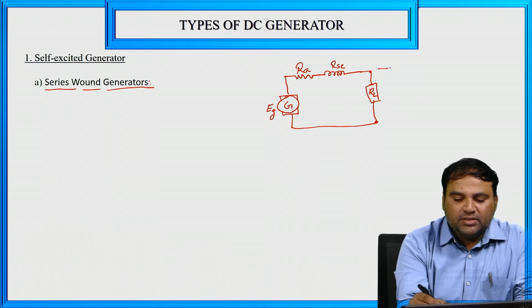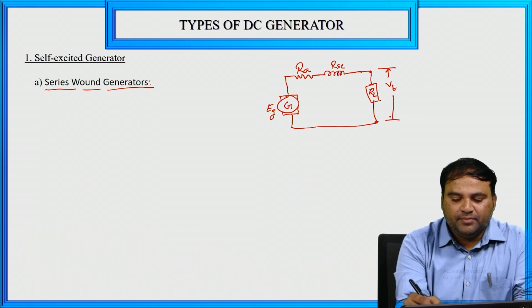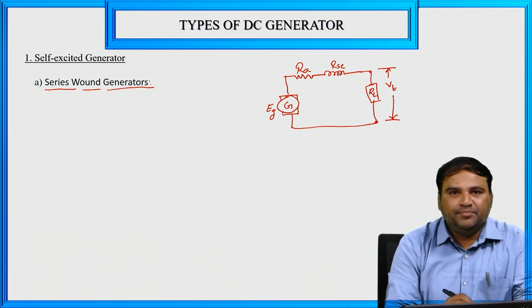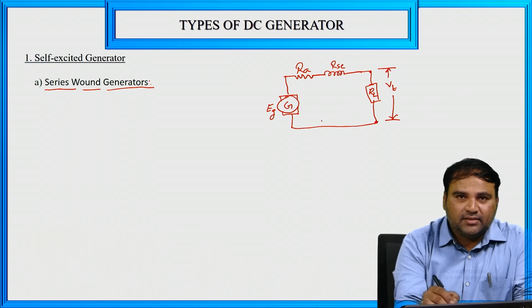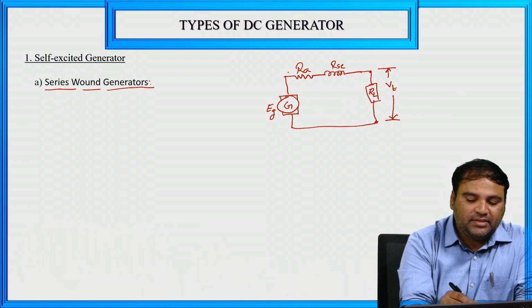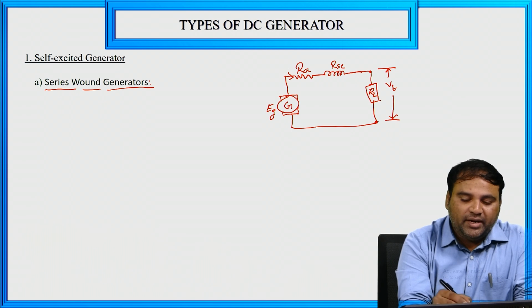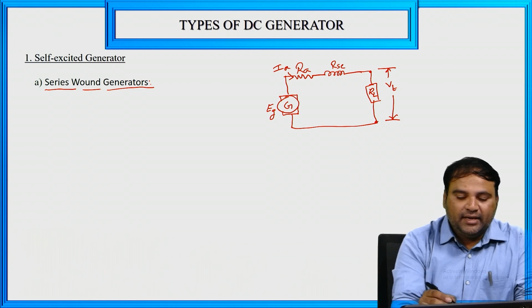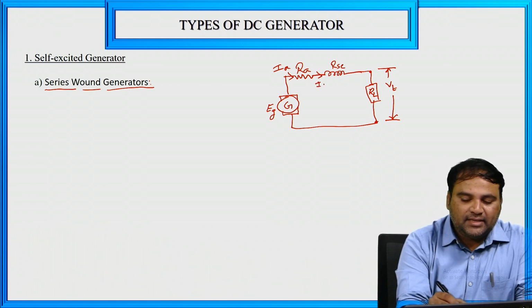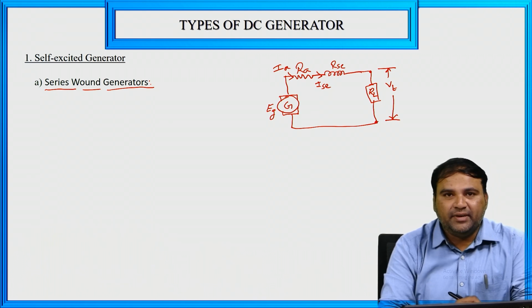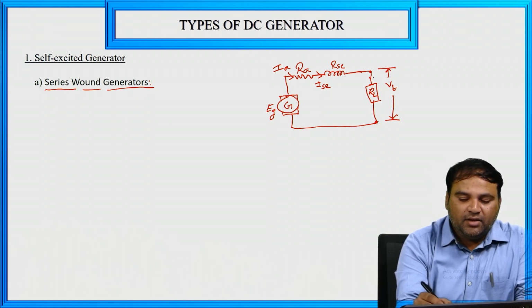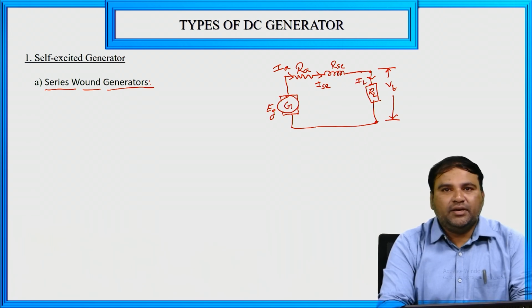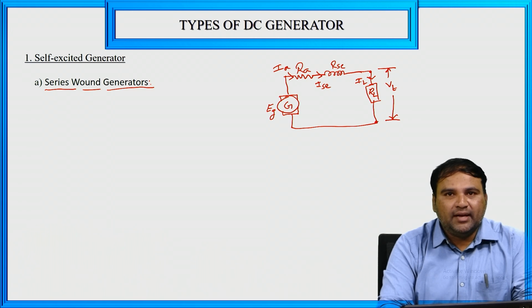Across this RL, we have the terminal voltage VT, or the voltage drop across the load is VT. It looks like a series circuit, and in a series circuit the constant term is the current. The current through RA I am taking as IA, the armature current. At RSC I am taking the current as ISC, the series field current. Across the load, I am taking the current as IL, the load current.